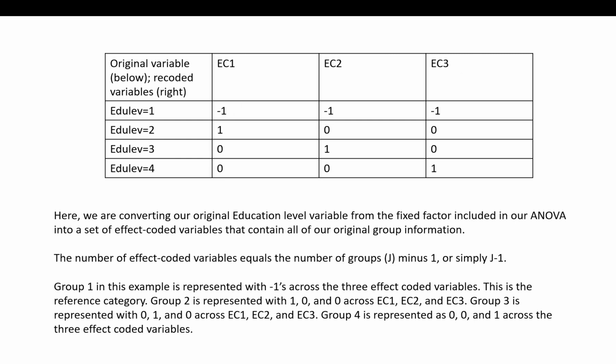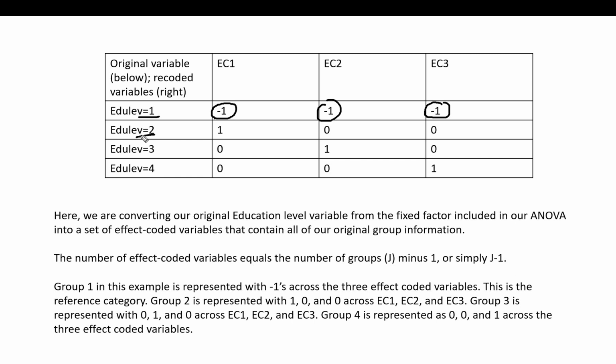Remember, with the recoding of our original variable, we are still containing information regarding all of the group memberships. In this case, we demarcate group 1 from the original variable with codes of -1, -1, and -1 across all 3 of our effect-coded variables. The group coded with -1s across all effect-coded variables is referred to as the reference group or reference category.